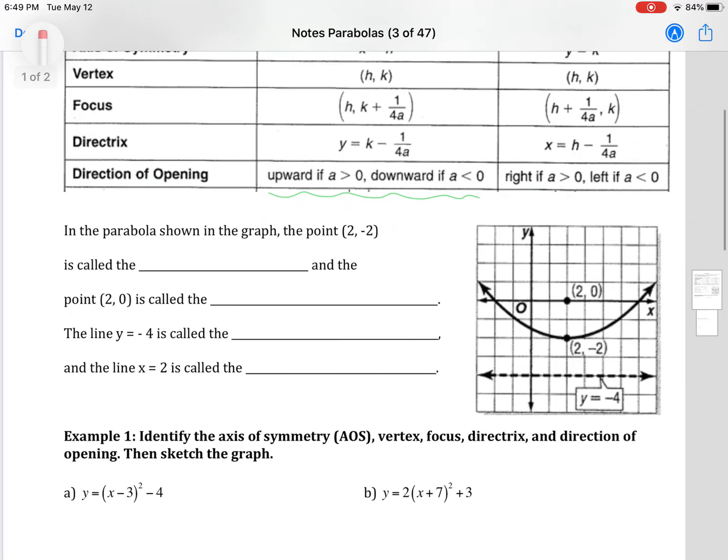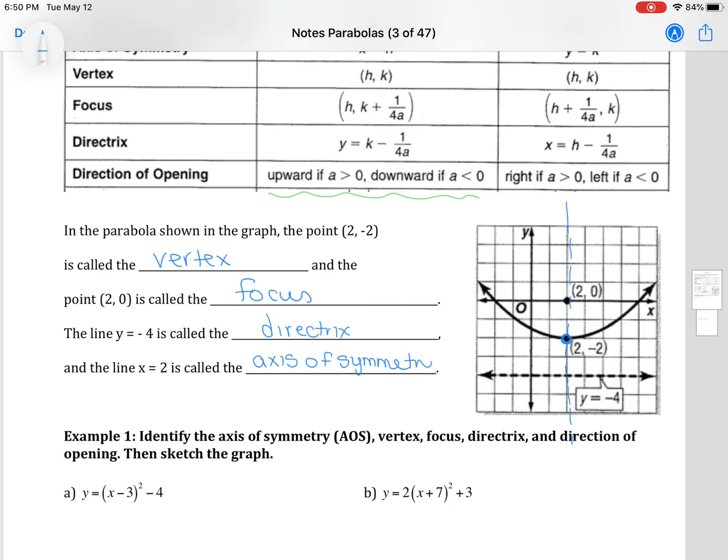So if we look at the one right underneath it, if we dissect a little bit here, it says, in the parabola shown, the point (2, negative 2), this guy right here, that is your vertex. The point (2, 0), which again, think of it like closing the mouth of the parabola, that is your focus. It's inside. The line y equals 4, that is a line behind, that is the directrix. And the line x equals 2, which cuts right through the vertex point, that is your axis of symmetry.